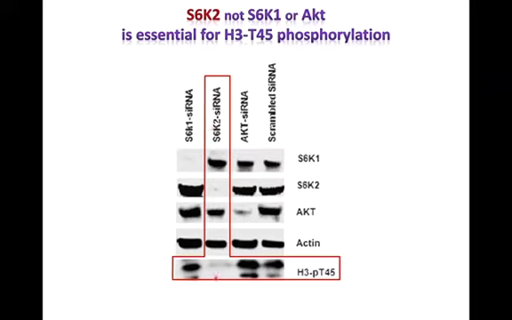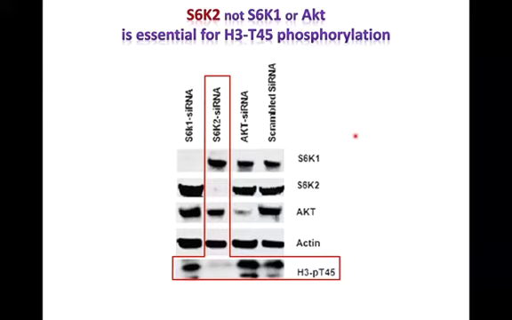So the major conclusion in this setup: you can see that once you knock down only S6K2, you will find that the signal of H3 phosphorylated T45 totally disappeared. That means the direct involvement of S6K2 in the phosphorylation of T45. Okay, so we can notice that S6K2 is involved directly in the phosphorylation of T45.